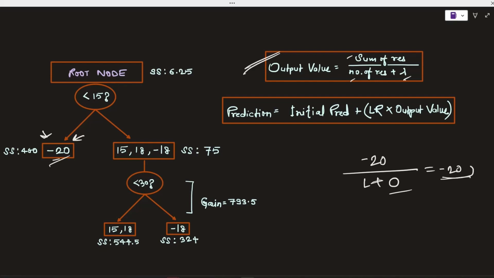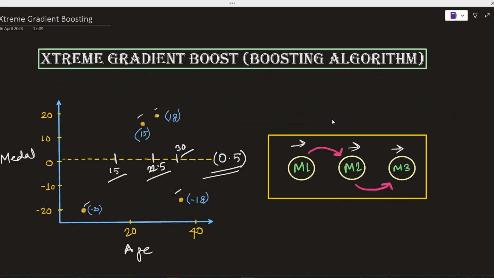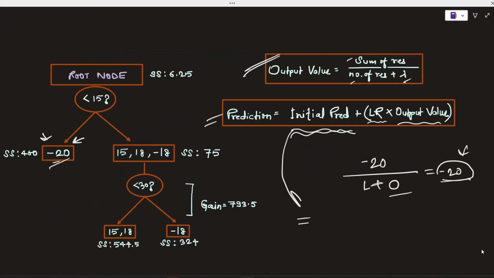And using this particular value, now if you do the prediction, then your prediction would be initial prediction plus a small learning rate multiplied by the output value, which is minus 20 in this case. So let's place the values here. Do you remember the initial prediction that we had? It was 0.5 in case you don't remember. So I will place 0.5 as the initial prediction, plus a learning rate of 0.2 multiplied by the leaf output, which is minus 20. If you do the calculation, the output will be minus 3.5.